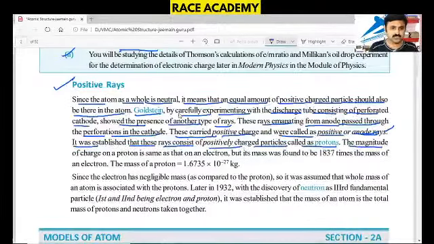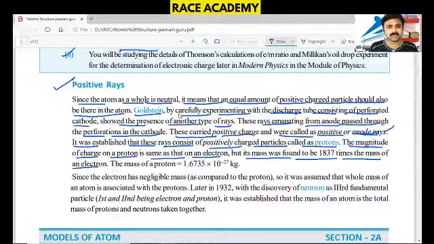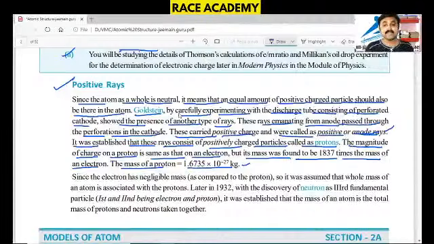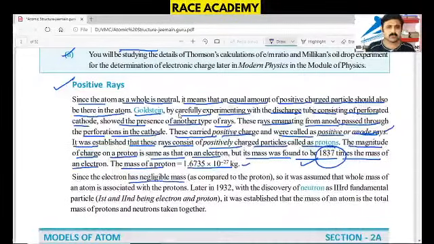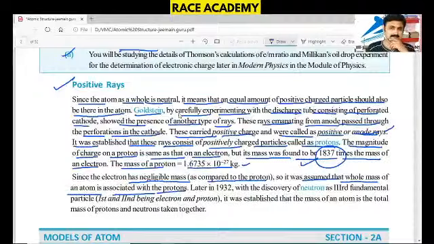The magnitude of charge on a proton is the same as that on an electron, but its mass was found to be 1837 times the mass of an electron. The mass of a proton is 1.6735 × 10^-27 kilograms. So how many times bigger than the electron is it? 1837 times. You have to remember that, it is the most important point. It indicates that the electron has negligible mass compared to the proton, and the whole mass of the atom is associated with the protons, not the electrons.